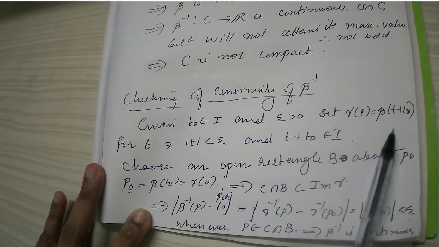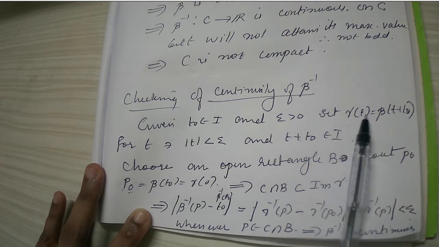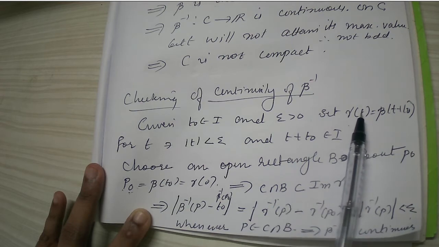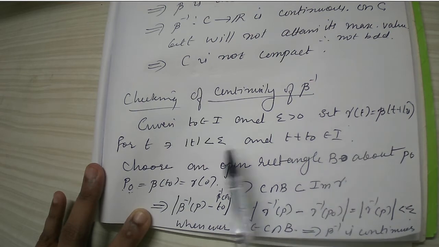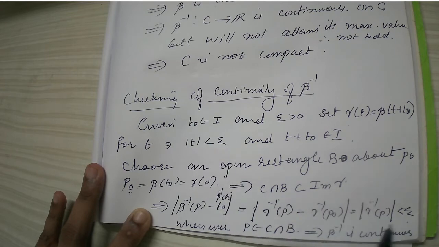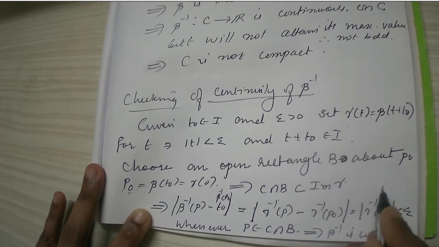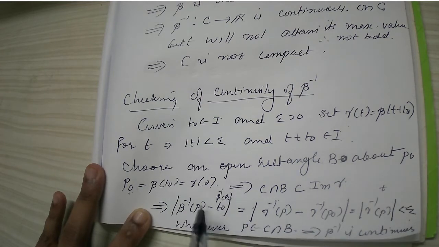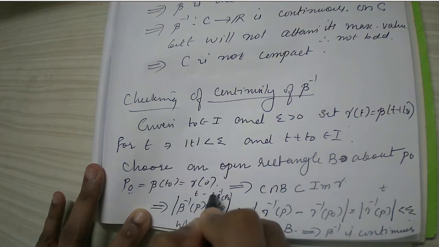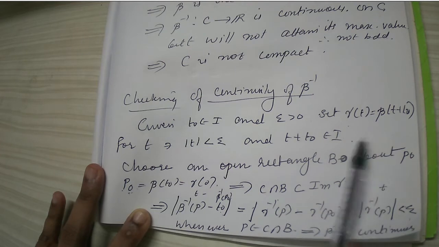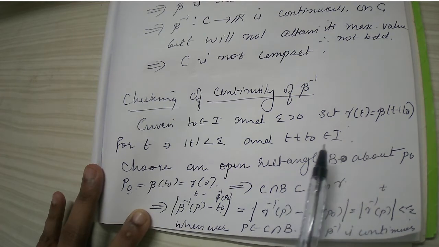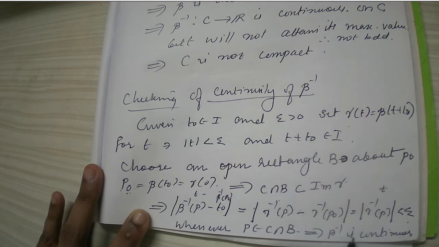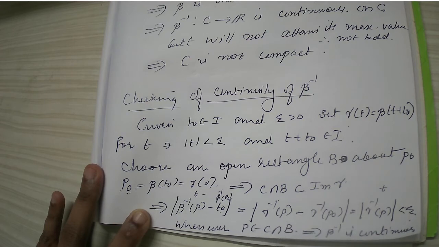Why? If you are considering a point P, this gamma inverse of P means T alone, right? So modulus of T is always less than epsilon. So gamma inverse of P is your T, correct? So modulus of T is coming less than epsilon, whenever beta inverse of P is T, minus this is T naught. So that T minus T naught is coming less than delta, or a very small number. So that means beta inverse is continuous. All these P's are coming from C intersection B, that also you note down. So that means your beta inverse is going to be continuous.